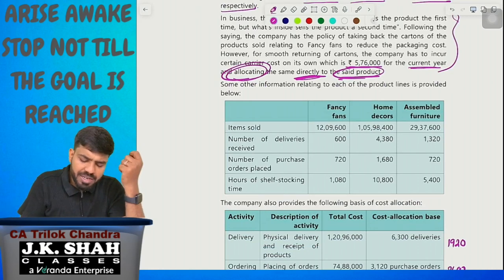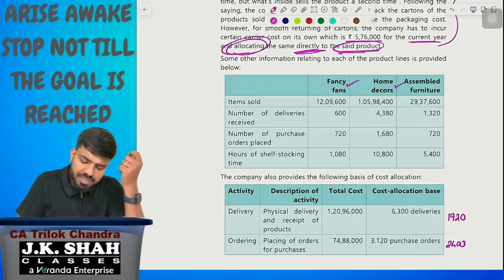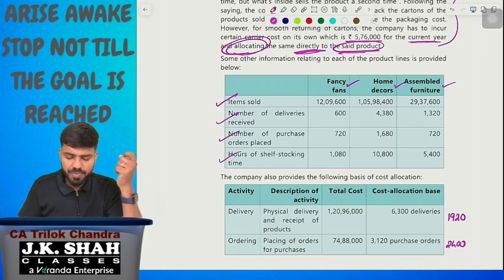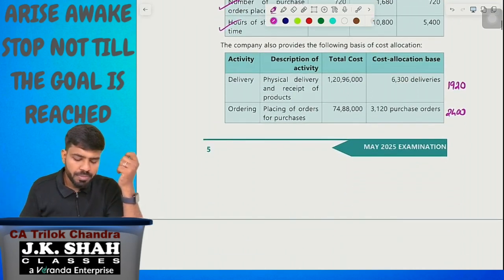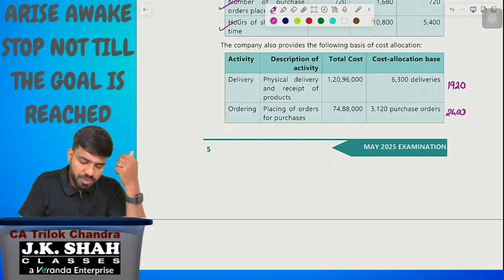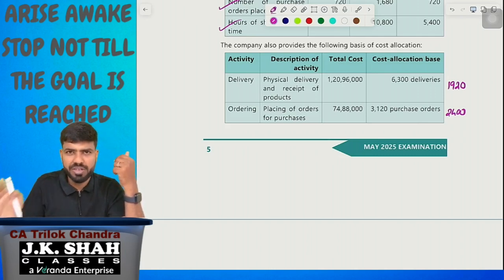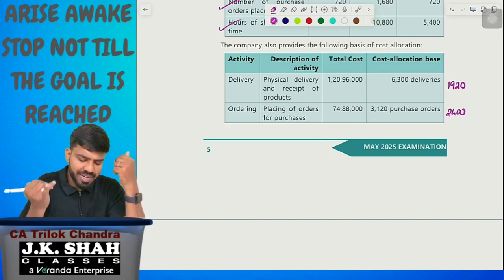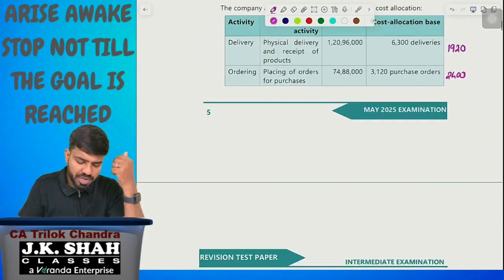Okay, next. Some other information relating to each of the product line is provided below. Fancy fans, home decors, assembled furniture. They give number of items sold, number of deliveries, number of purchase orders, hours of shelf stocking. All these details given. Next. The company also provides the following basis for cost allocation. So, they given certain activities. 3 activities given. This question is based on activity based costing. They given 3 activities: delivery, ordering, and one more activity is shelf stocking.